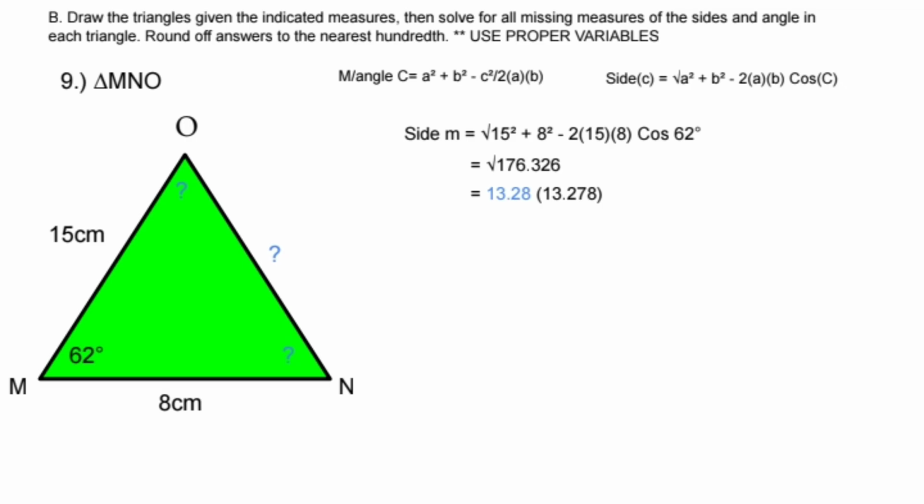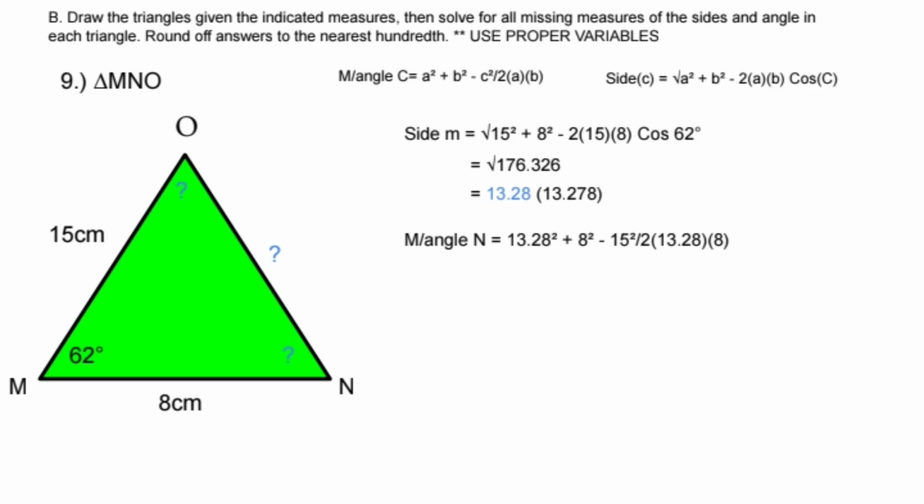Same as number 7 earlier, we first have to solve all of the sides so we can then solve all of the angles of the triangle. We use the same formula, but this time side m equals the square root of 15 squared plus 8 squared minus 2 times 15 times 8 times cosine of 62 degrees. We get a total of 176.326, and taking the square root, we get 13.278, which rounded off to hundredths is 13.28 centimeters. And there we have acquired all three side measurements of the triangle.